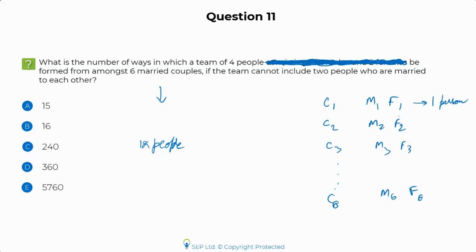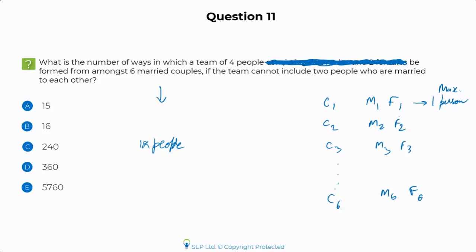And please try and be with me, understand that we have to draw the right inferences in order to make it simpler for us. So from 1 couple, I can choose maximum 1 person. That's the max. Because I have to choose 4 people in all. I cannot choose 1 person from each couple. If I do that, I will have 6 people all in all. But I just need 4.